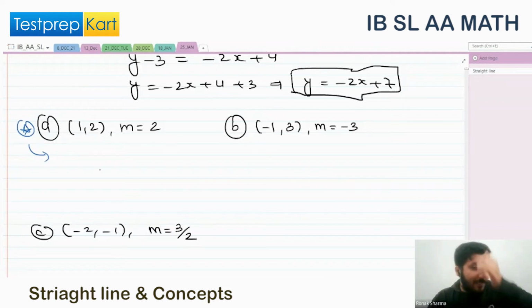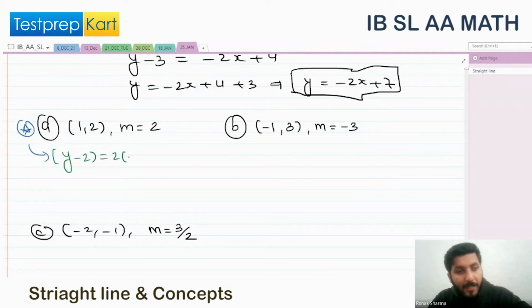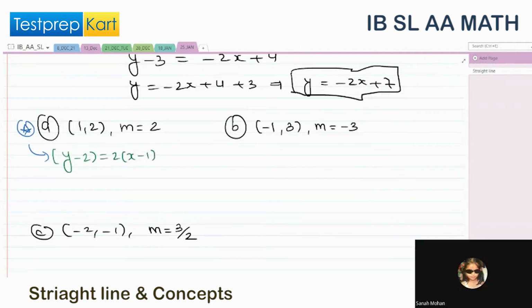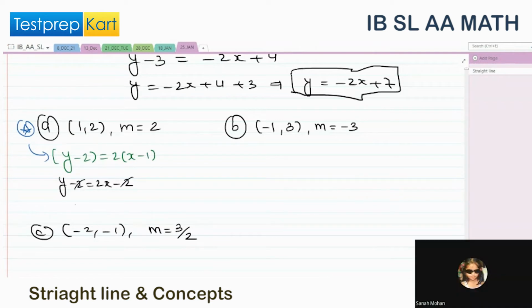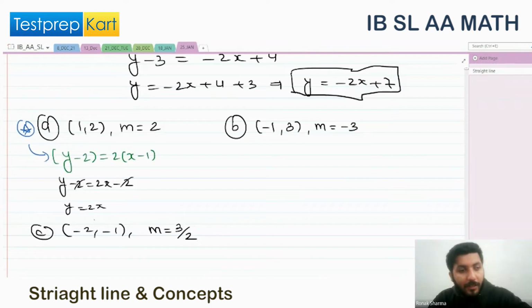What will be the formula? Just tell me. Y minus 2 and 2 times x minus 1, right? Yeah. So y minus 2 equals 2x minus 2. So this 2 will cancel out this one. So I'll have y equals 2x as my answer.